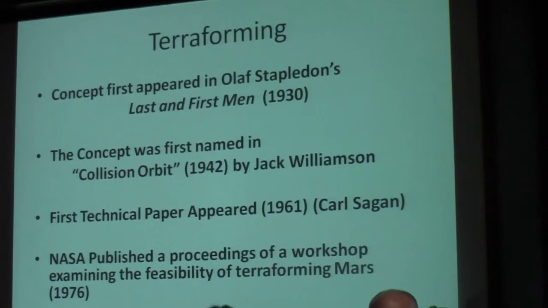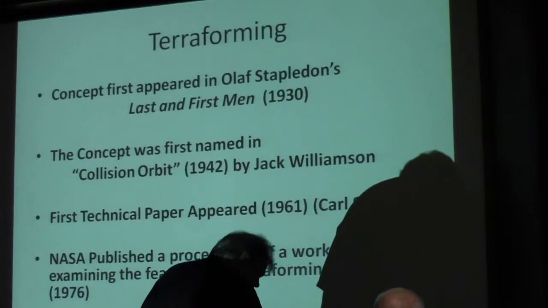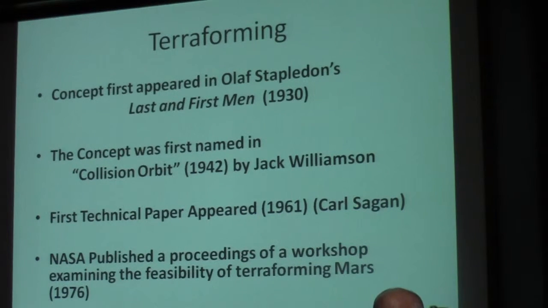The concept appeared in science fiction, in Olaf Stapledon's Last and First Men, 1930, where it first appeared. Jack Williamson gave it the name terraforming in his book Collision Orbit, 1942. The first actual technical paper was Carl Sagan's in 1961, and NASA published proceedings in 1976. Since then, there have been a number of papers and books published on the subject. So it's a field that is developing pretty nicely, and there's a lot of good data out there.